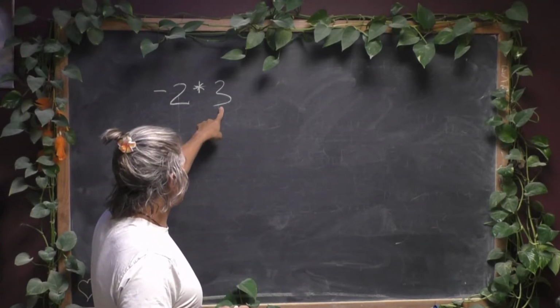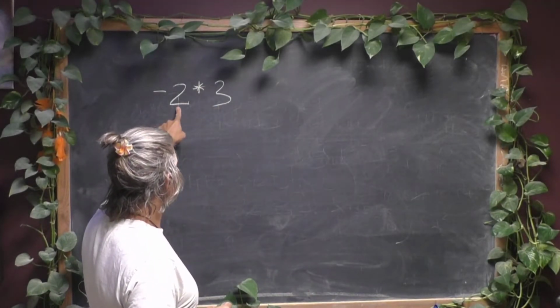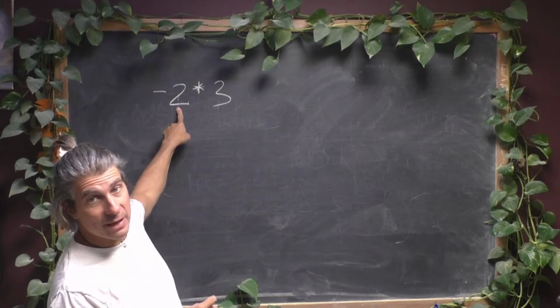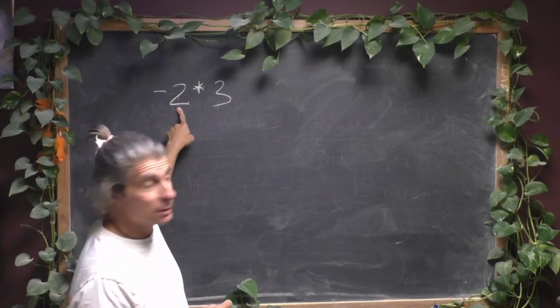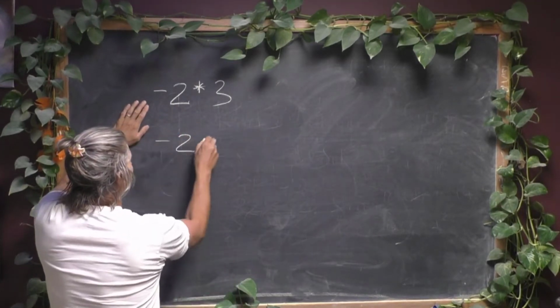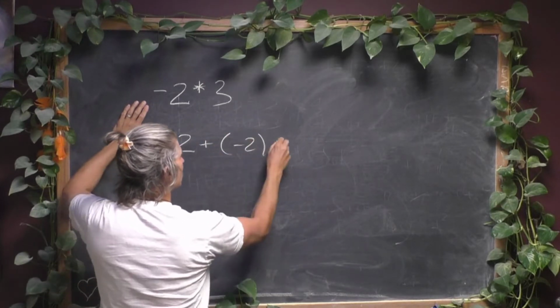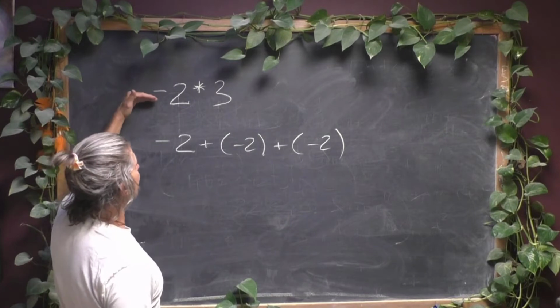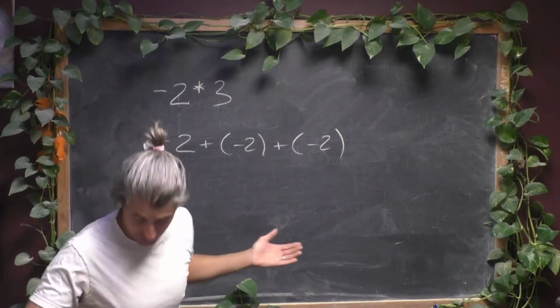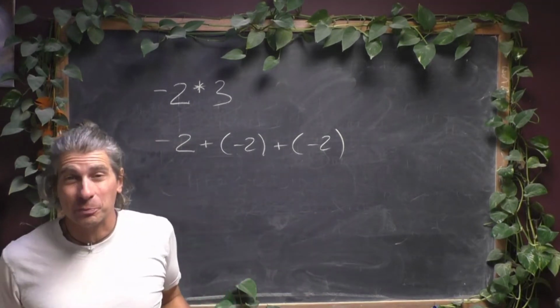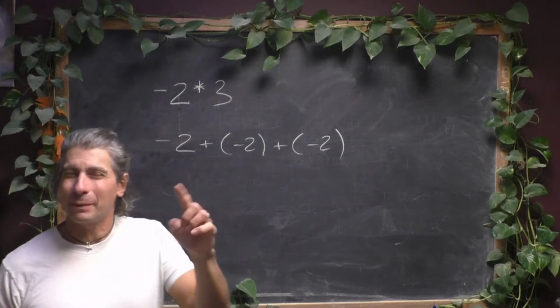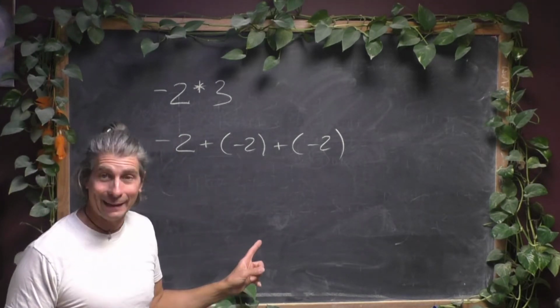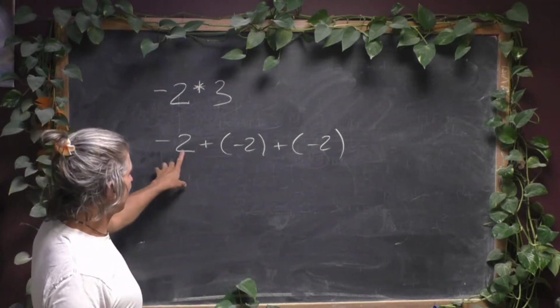What does it mean to take 3 times something? If you remember, it means to add it 3 times. So it's going to be -2 plus -2 plus -2. So you can rewrite multiplication as addition, which is, I mean, that's why we had multiplication in the first place, was we got tired of adding all the time. But I think it helps in this case to look back at it to see what actually is happening.